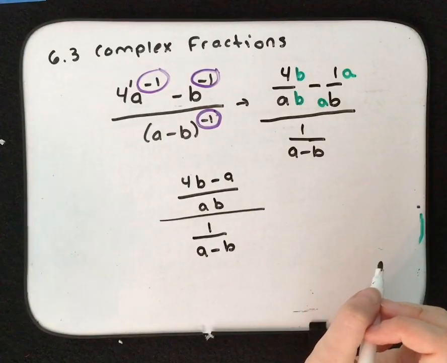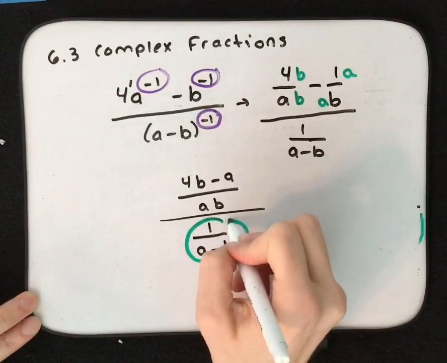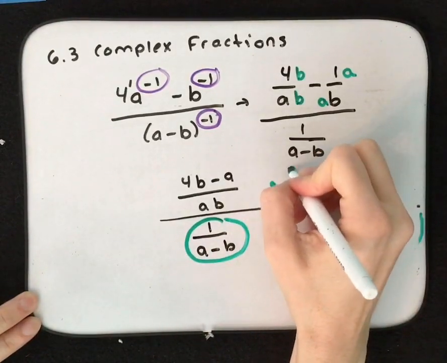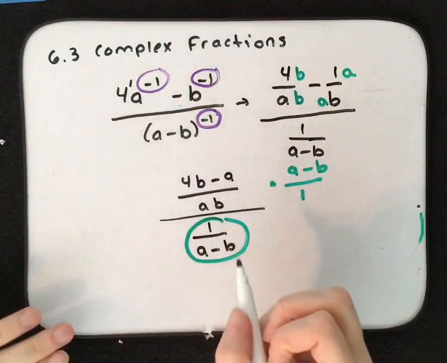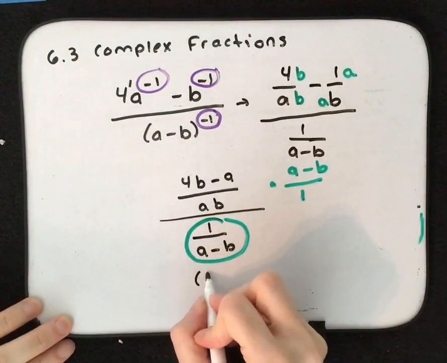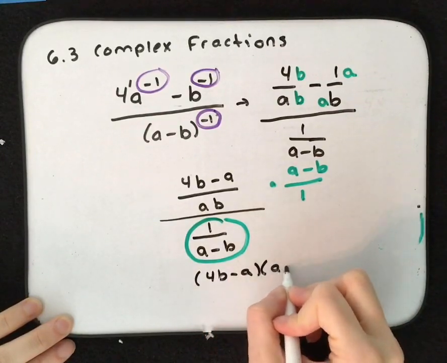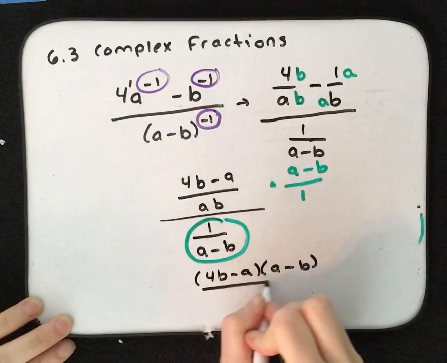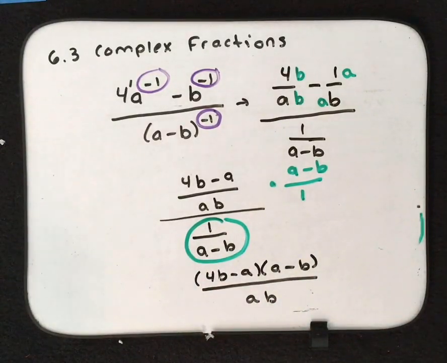Well, let's see what we can do from there. You take the piece that you are dividing by, and you flip and multiply. So that's going to leave us with 4b minus a times a minus b all over ab. And it doesn't look like anything will simplify, so that will be our final answer.